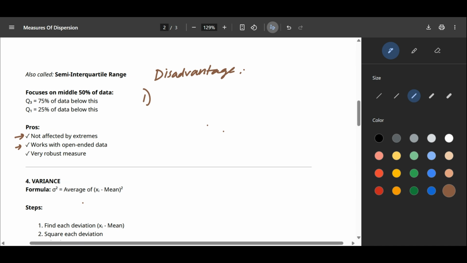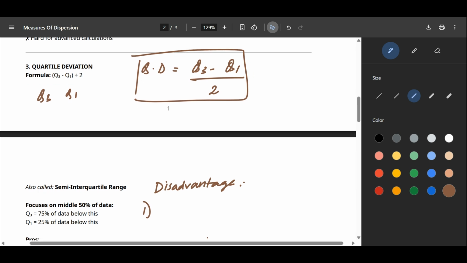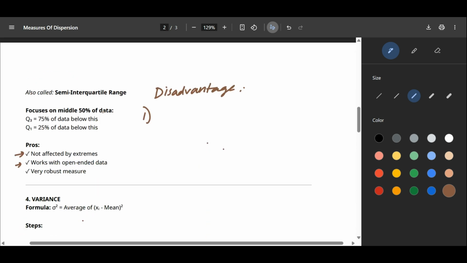Because the first 25%, you see, the first 25%, here you see this, focuses on the middle 50% of the data. The first 25%, the last 25% is not looked at. So, what do we write? Leaves out 50% of the observations and does not depend on the magnitude of all observations, as we have seen.